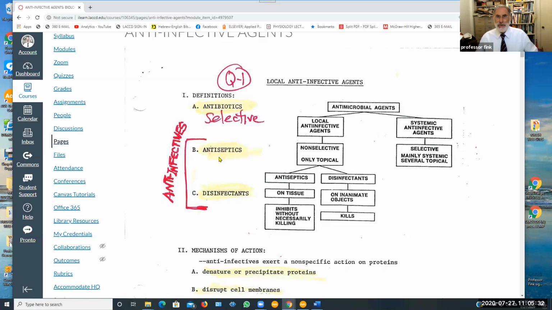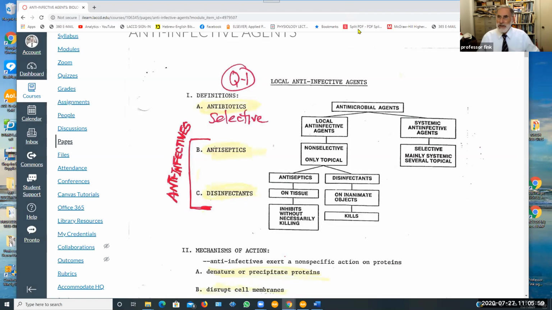Now, the difference between an antiseptic and a disinfectant really just has to do with where it's being applied. If it's applied to human tissues, it's called an antiseptic. If it's applied to a non-living material, such as surgical instruments or what are called fomites, then it's called a disinfectant. In either case, they are collectively called anti-infectives because they decrease the growth or kill certain microorganisms.